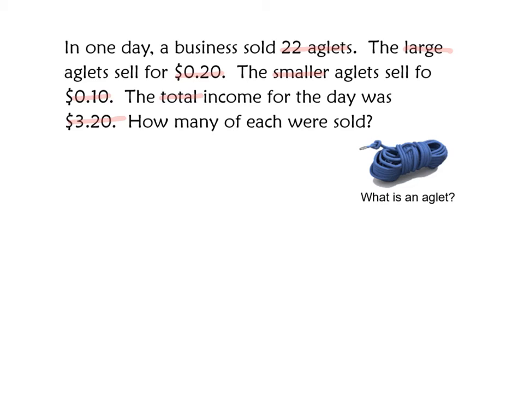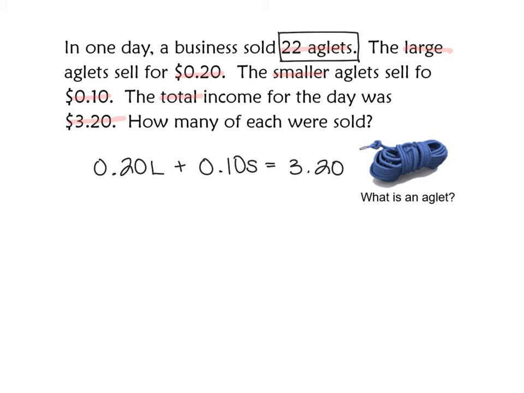So I'm going to kind of ignore the first sentence and start with the second part. It says large aglets sell for 20 cents. So I know that it's 20 cents for a large, it's 10 cents for a small, and the total sales, so I'm adding that, were $3.20. I also know from the first sentence they sold 22 total. So that means however many large they sold plus however many small they sold was 22 total. So that's where my two equations come from.